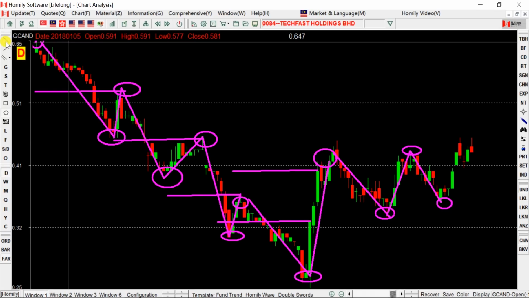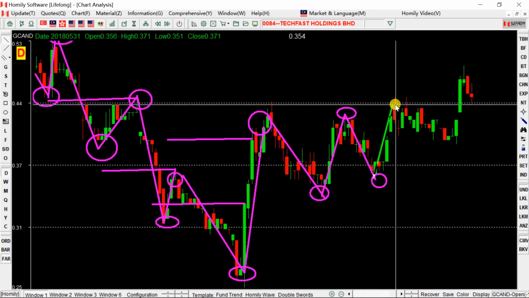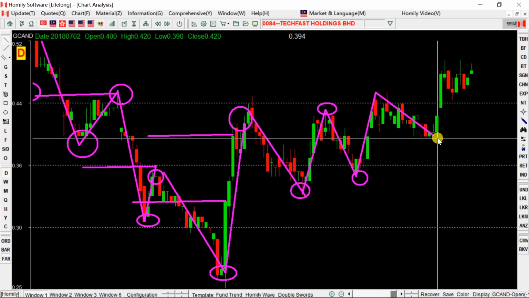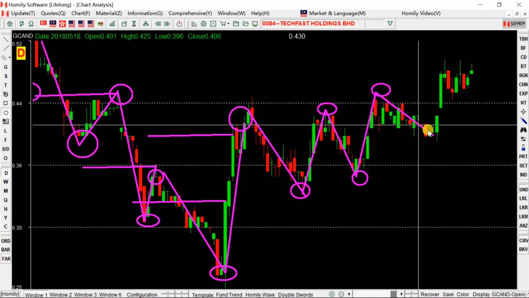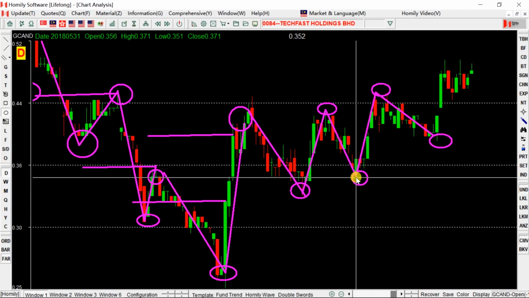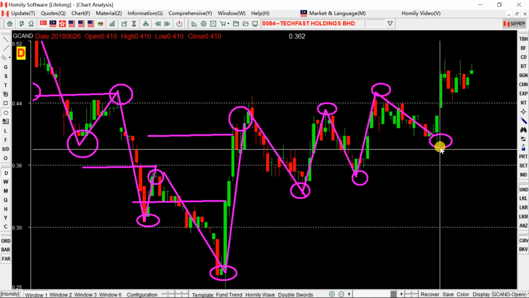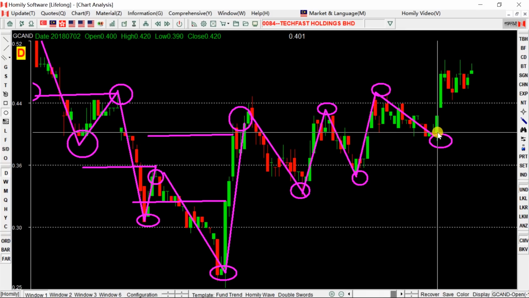Price sideways. Let's see what price does next. Create a new high, create a new low. We find this high is higher than the previous high. This low is also higher than the previous low. Higher high and higher low, this is an uptrend. This day we know the trend turned to uptrend.